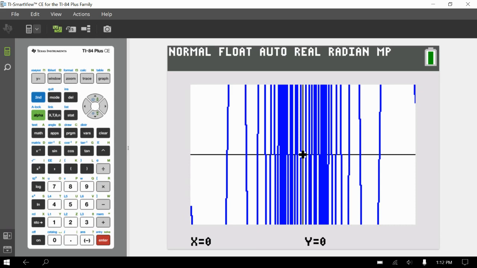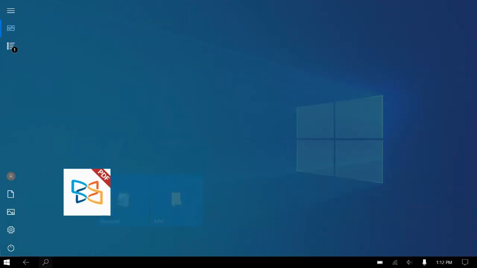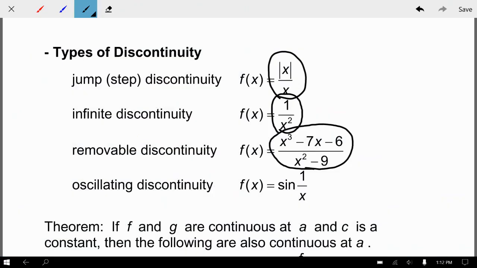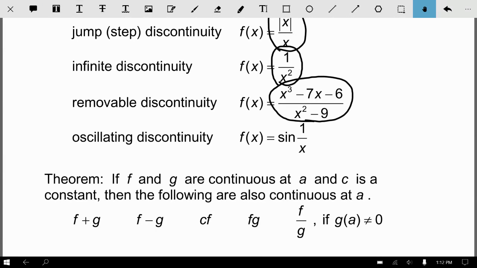There is also no function value. So that is what we call an oscillating discontinuity. A good way to identify if you have an oscillating discontinuity, when you see these trig functions, a sine or a cosine with a 1 over x or like a 1 over x squared in it, that's going to give you an indication that something weird is going to happen, because you're going to have an undefined value at 0.